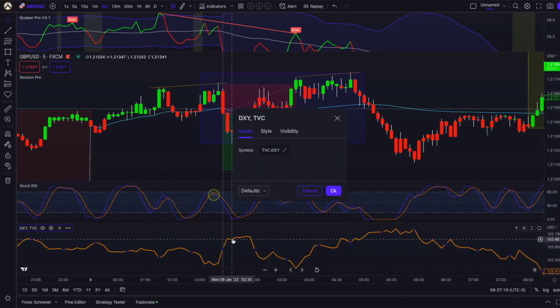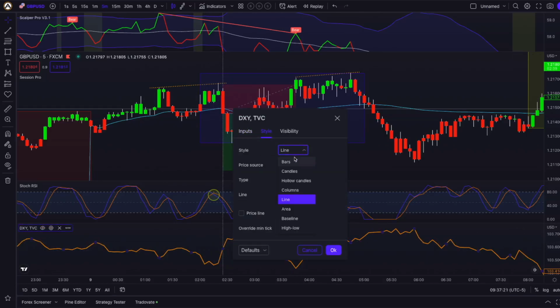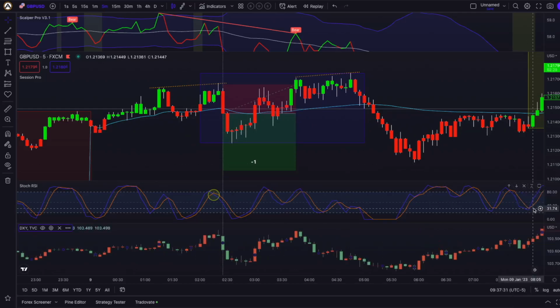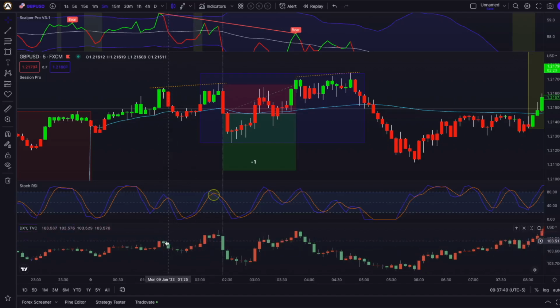We see a line. So what I'm doing right here is I'm actually going on the style section on the DXY here, and I'm selecting candles. And to make it also a little bit easier for ourselves, I'm inverting the scale to now be able to compare highs with highs and lows with lows, because the DXY has an inverted correlation to the price action that we see on the pound US dollar, because right here the pound is measured against the US dollar.